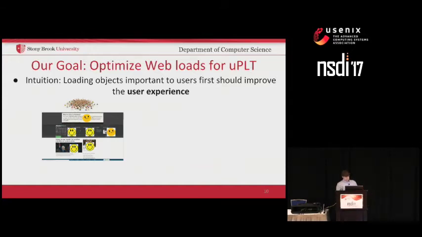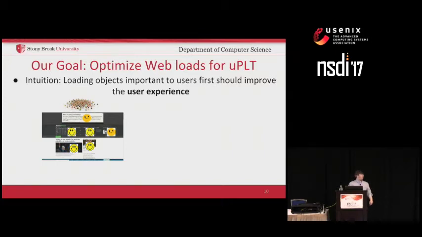So it's our goal to fill this gap by creating a web optimization system which specifically optimizes for uPLT. Our intuition for how we can do this is that we should load objects that are important to the user sooner. If we prioritize these objects first, we can decrease the uPLT and improve the user experience. The problem with this is that identifying the relative importance of objects on the page is very subjective.